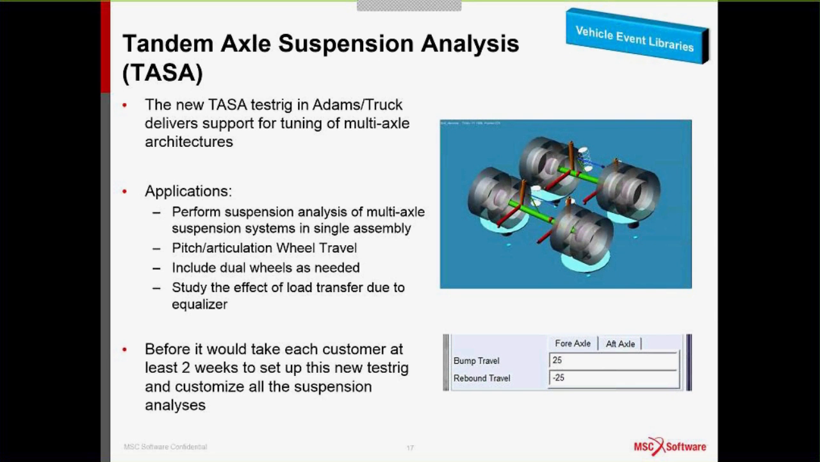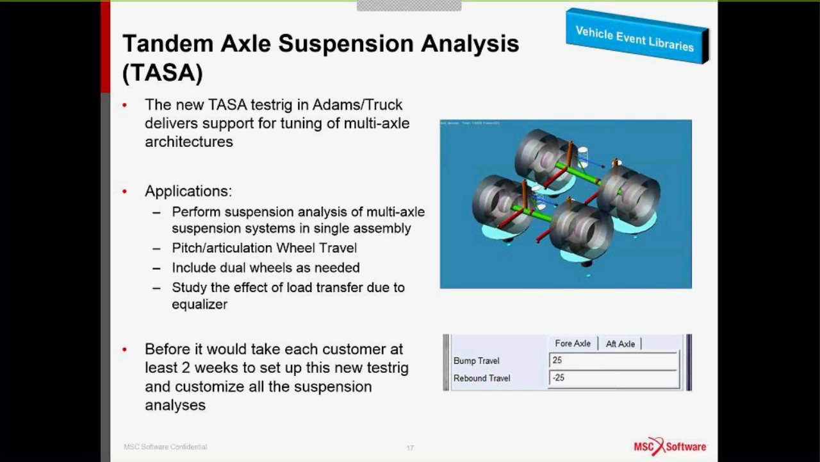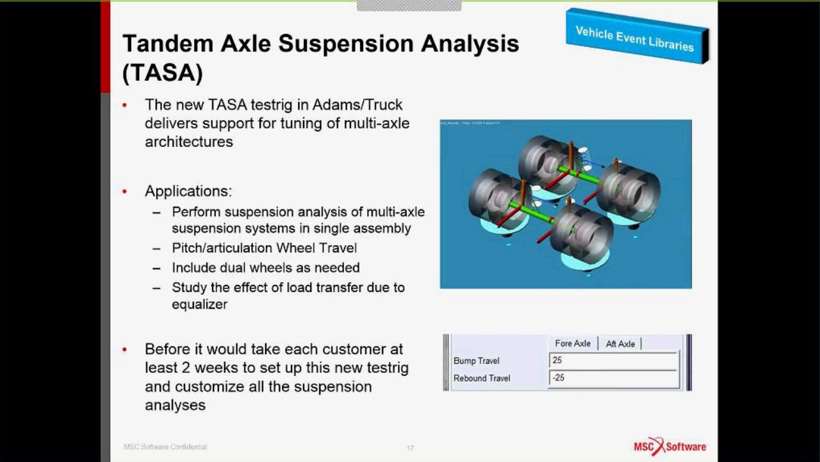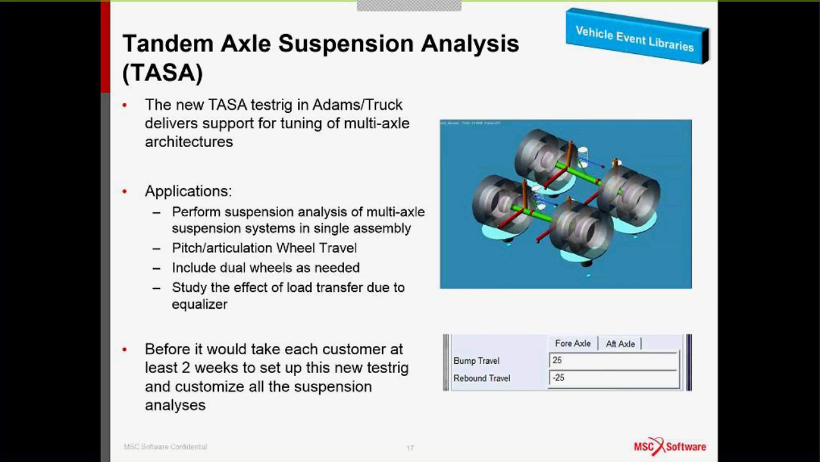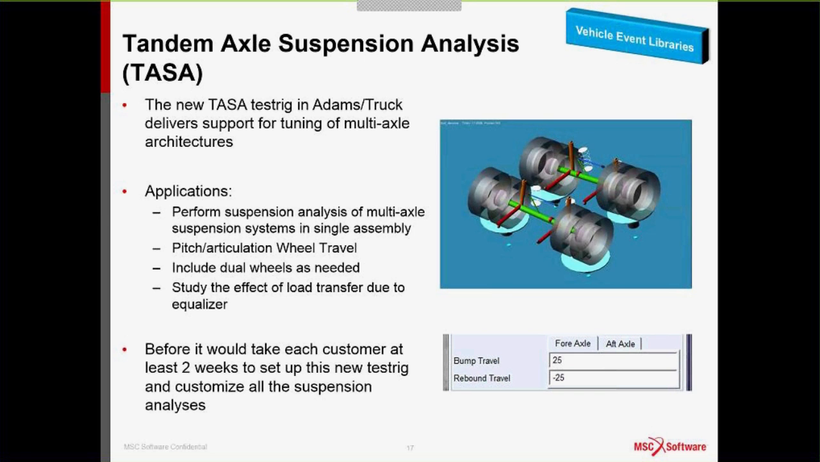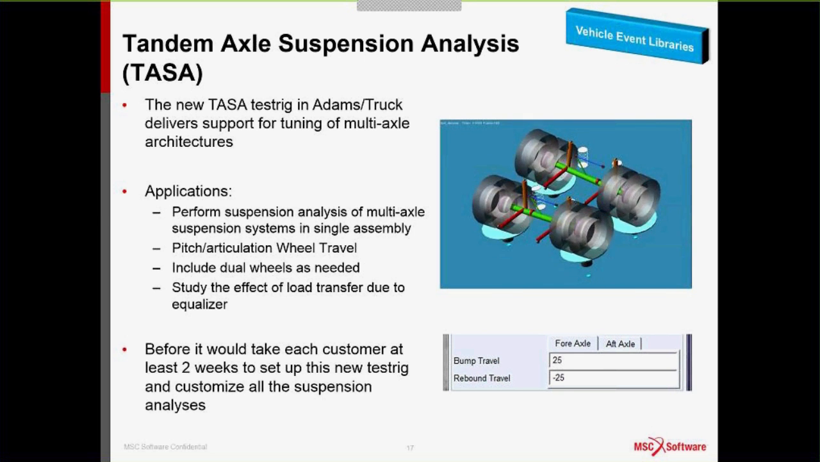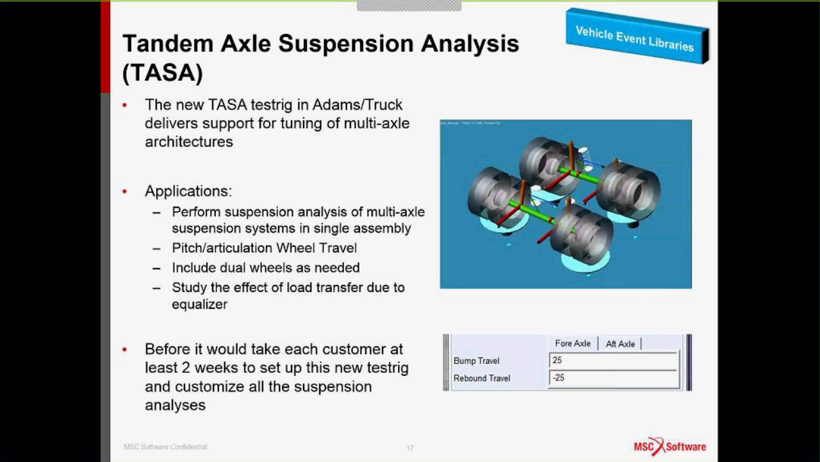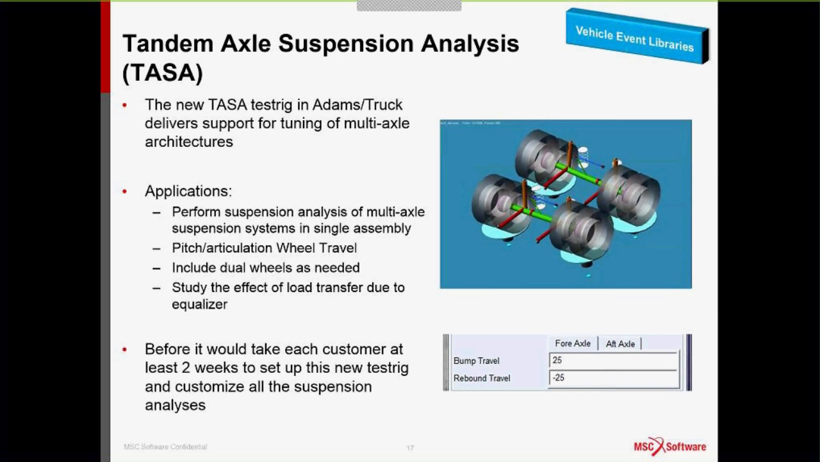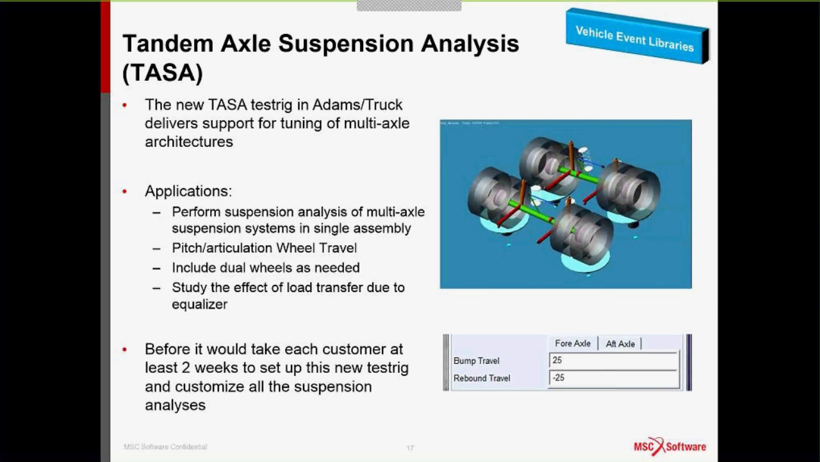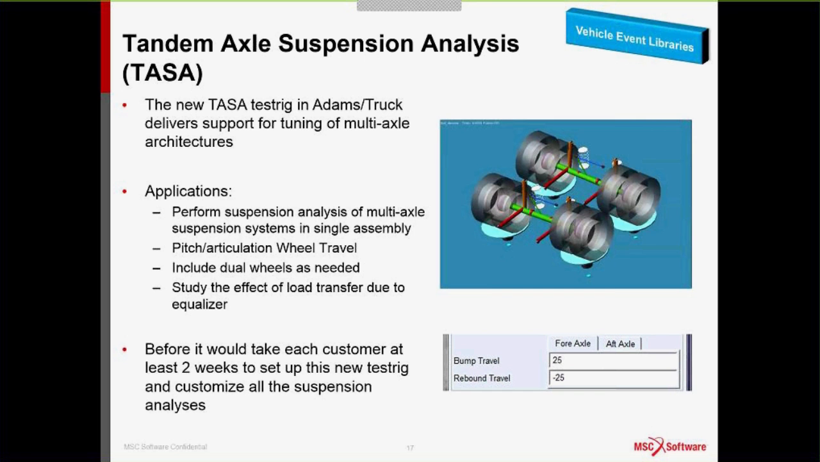The tandem axle suspension analysis, so TASA. So again, what we have here is the ability to introduce multiple axles. So in this test rig here, for instance, we're showing the ability to tune the suspension system on this multi-axle system here. So again, it comes readily available. The test rig is there, so it's just an ease of use feature for multiple axles commercial vehicle customers.